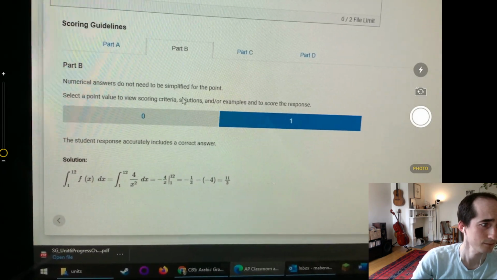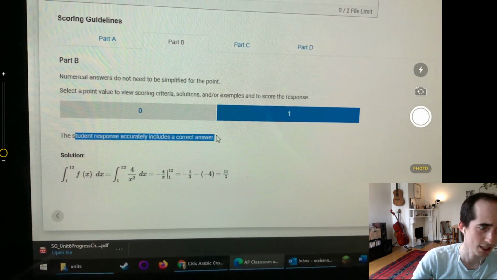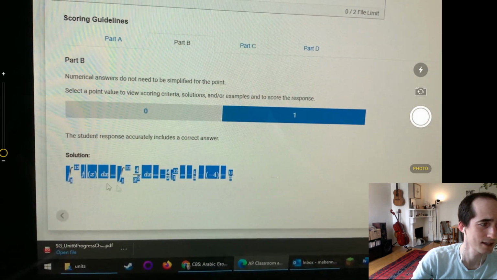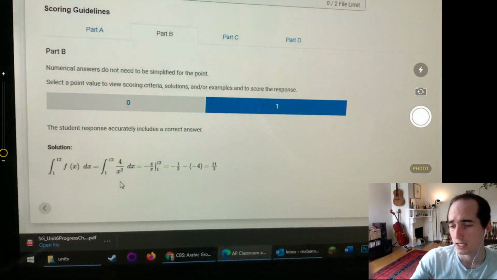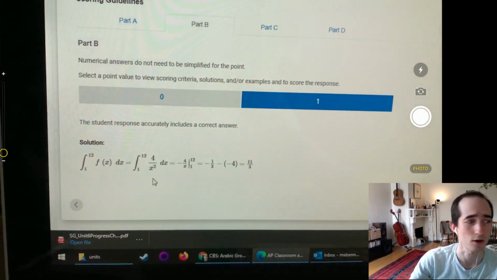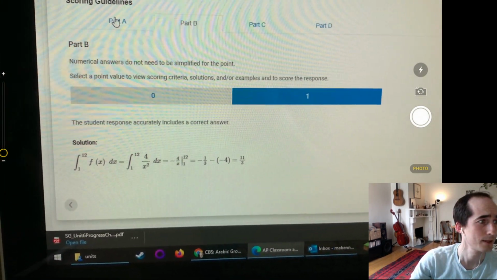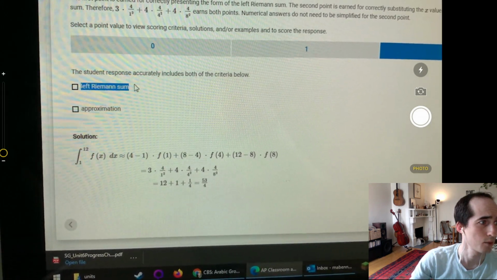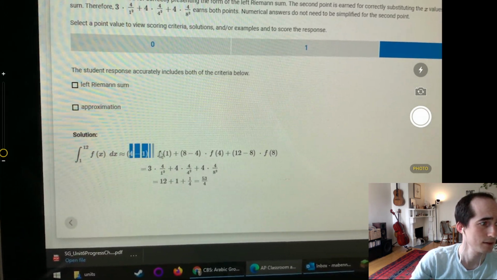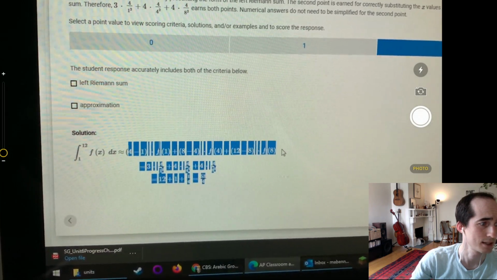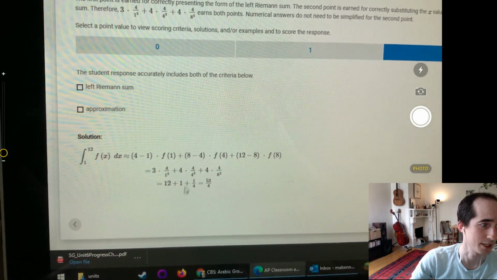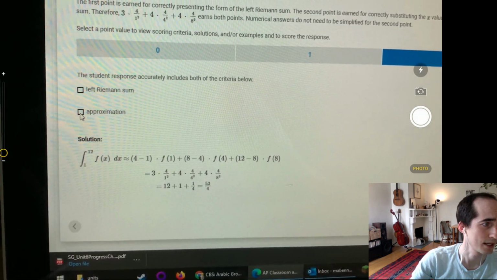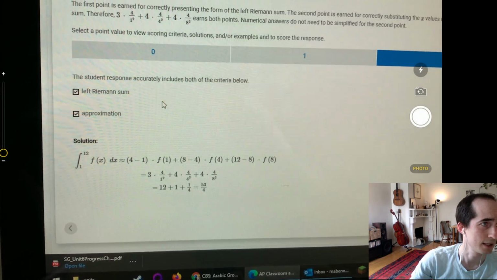Part B was just about the answer. That's really all there is to it, just evaluating an integral. This one here, though, you get 1 point for writing the left Riemann sum, so that would be this material right here, and then the approximation is this. And when I mark these, I can check these off, like so.